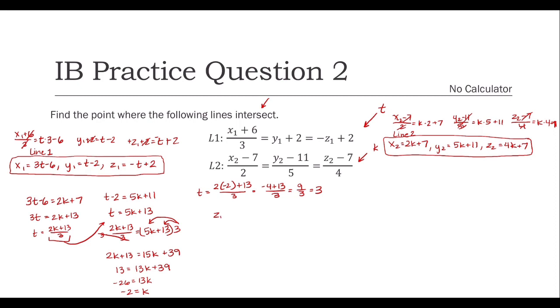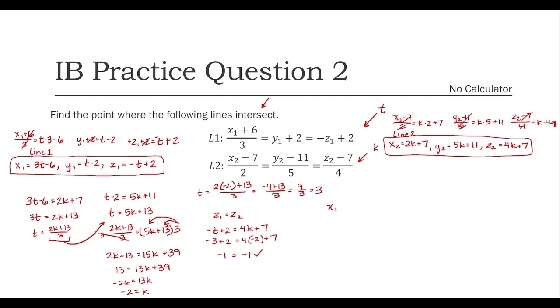So now we have z1 equals z2. We need to test if that's true. It should be true because they're intersecting. So we have negative t plus 2 equals 4k plus 7. So negative t, which was 3, plus 2 equals 4 times k, which is negative 2, plus 7. Negative 3 plus 2 is negative 1, so that has to equal 4 times negative 2, which is negative 8, plus 7, which is negative 1. So that's true. So now we just need to find our point.